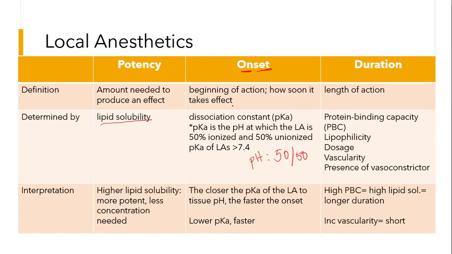Okay. Now, how do we interpret this? It just means that the closer the pKa of the local anesthetic to the tissue pH, the faster the onset. Again, onset, beginning of action, how soon it takes effect. So the closer the pKa of the local anesthetic to the tissue pH of 7.4, the faster the onset. So lower pKa, closer to 7.4, faster onset. Okay, that's what it means.